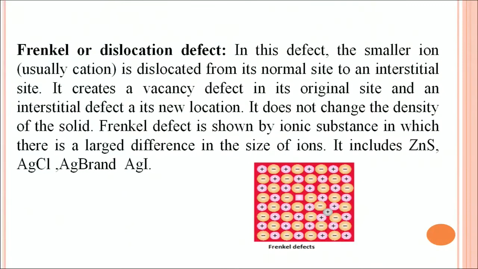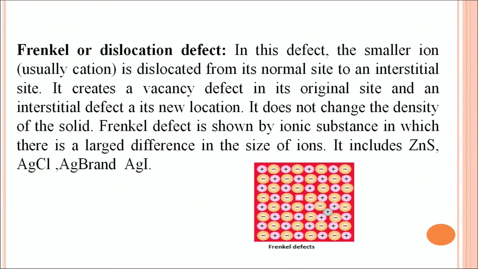In this defect, the smaller ion, usually the cation, anions are the bigger ones, is dislocated from its normal site to an interstitial site. It creates a vacancy defect in its original site and an interstitial defect at the new location. It does not change the density of the solid.